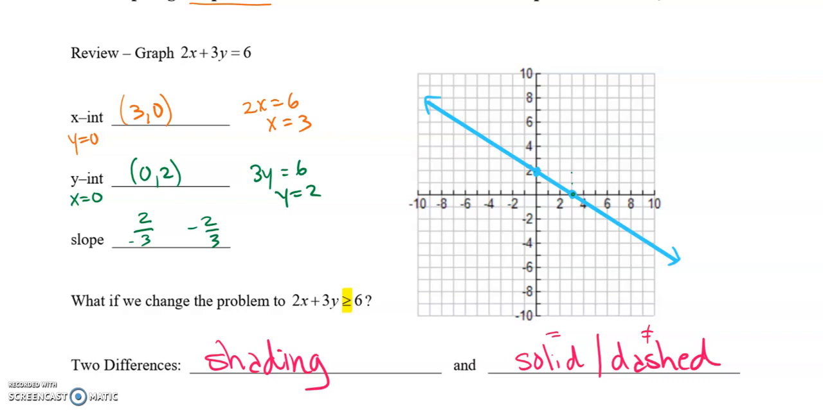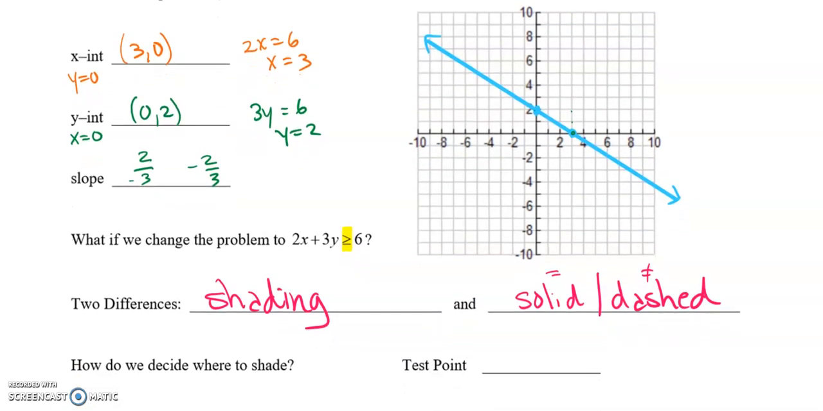And the reason we dash it is because we could put a bunch of open circles there to say I'm getting really close but not touching, how we use open circles on our number lines. It's really annoying to graph that. So we just do dashes to make it easier and a little quicker.